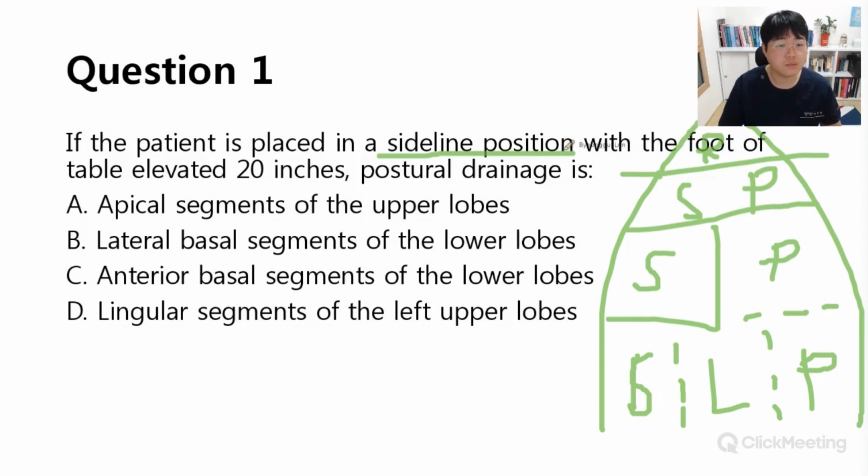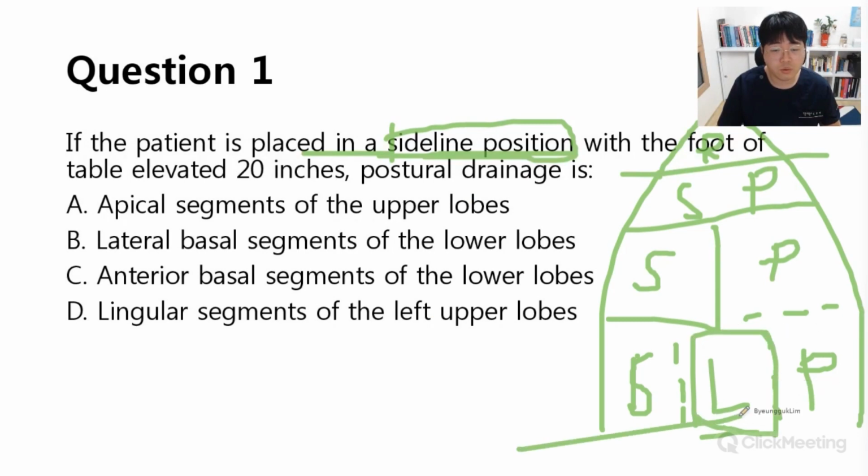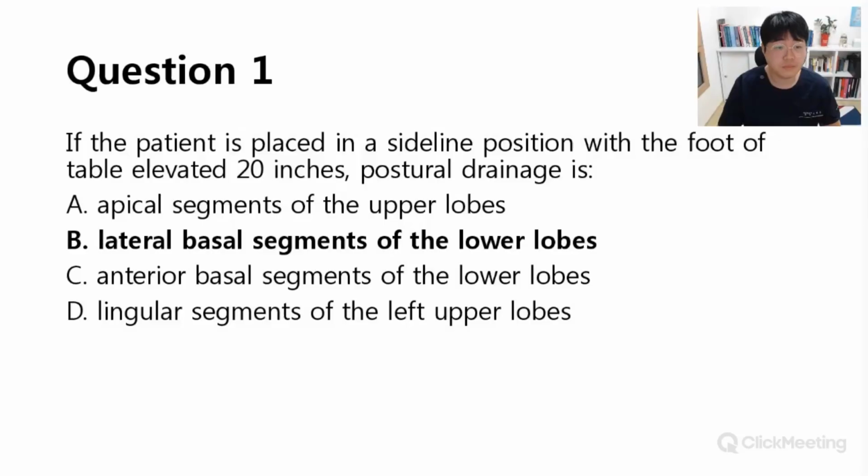Then what is this? The patient is placed in a sideline position, right? What sideline position is there in postural drainage? The only sideline position would be here. This is for the lower lobe lateral segment. Lower and lateral segment. Where is it? Yes, this is right. So option B could be the answer, right?